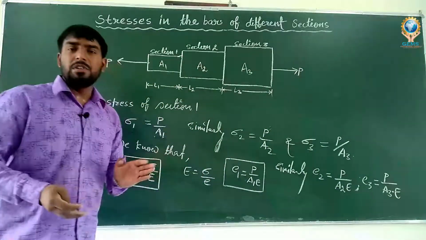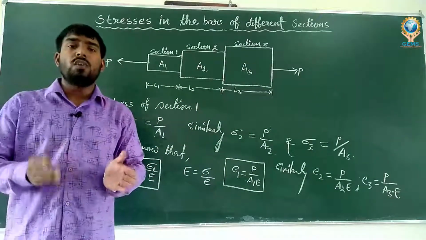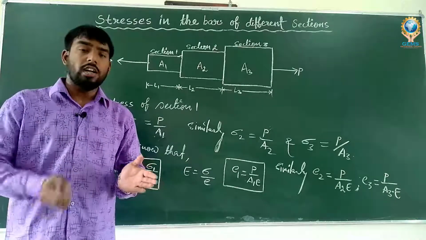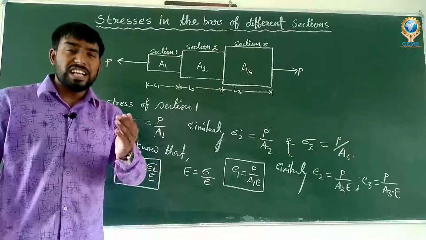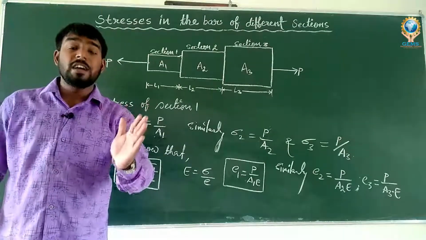Now it's time to find what we have to find. Already we know one more formula. What formula do we know? Strain is equal to change in length by original length.